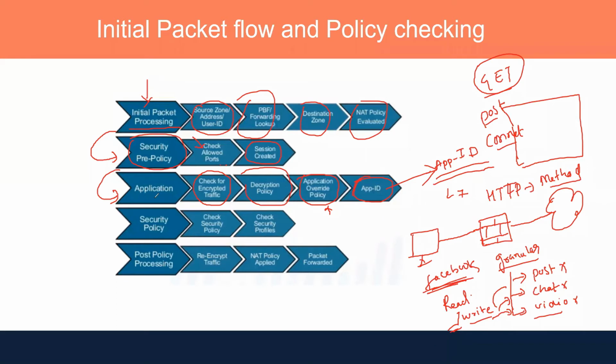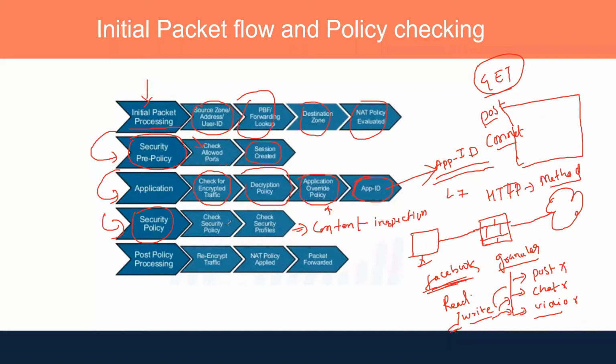So post checking the application, this is checking the security policy. In security policy, it is going to check what are the profile allowed. So basically here we do the content inspection. On this step, content inspection happens. So here the firewall is checking whether the content is okay or malicious. Those things are being checked over here.